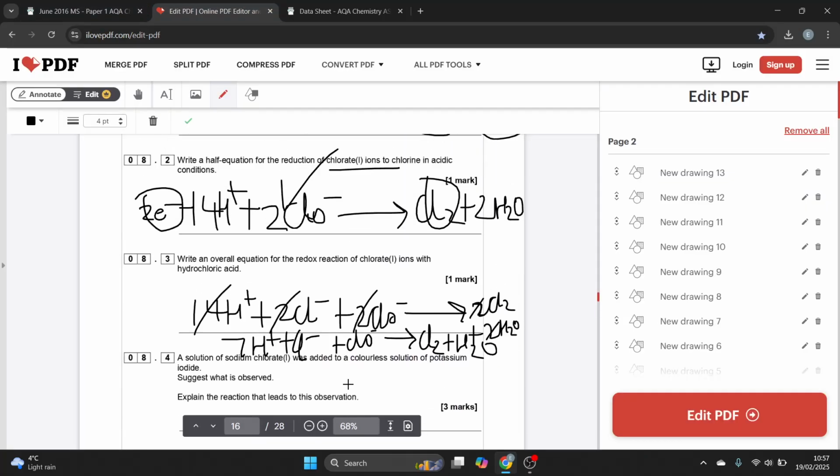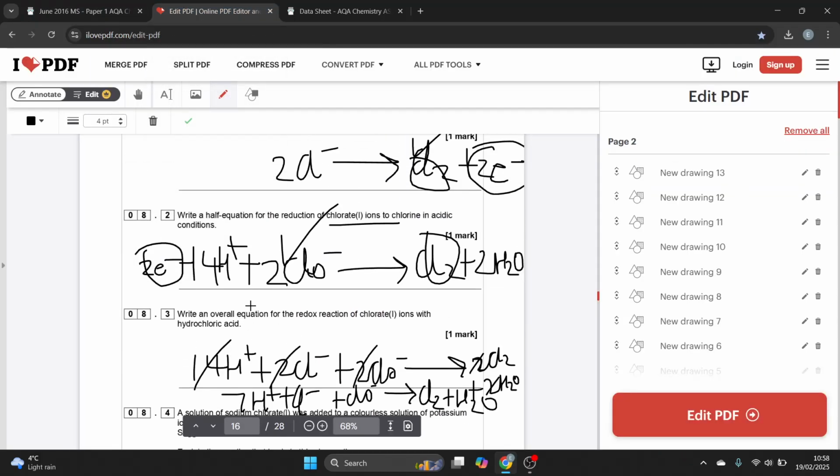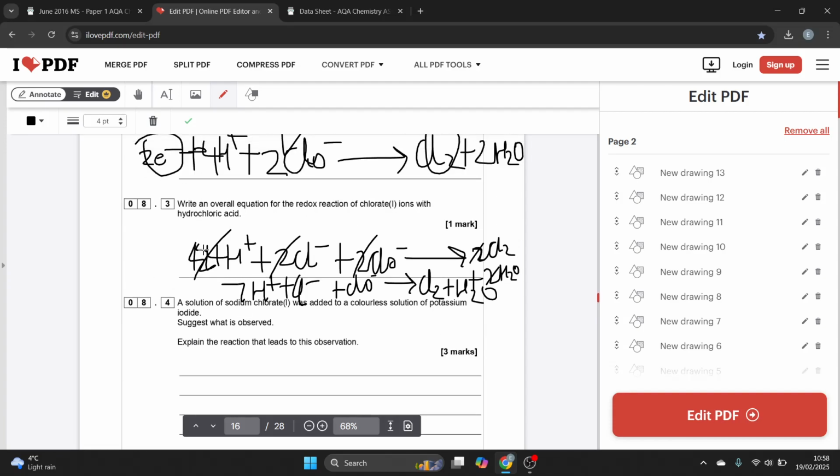Oh, this is... wait, what? From Cl2 plus H2O, 2H plus. Oh yeah, why did I get... I misread this as 14 H pluses, I just wrote it wrong. That's supposed to be 4H pluses, and that's also 4H pluses. And then if we divide by 2, then that does become 2H pluses. Silly mistakes.